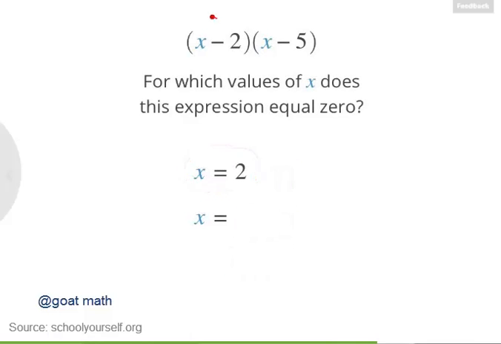Exactly. If x equals 2, then this first binomial becomes 2 minus 2, or 0. And 0 times anything always gives you 0. And the same goes for when x equals 5. This binomial will equal 0.